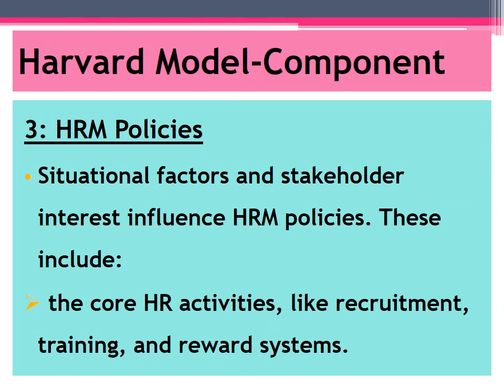The third component of the Harvard model is human resource management policies. Situational factors and stakeholders' interest influence human resource management policies. These include the core human resource activities like recruitment, training, and reward system: the recruitment of the persons for the organization or an institute. After the recruitment, there comes the training of these persons, and then the reward system. The reward system is for the achieving of goals and objectives and maximum efficiency of any organization.